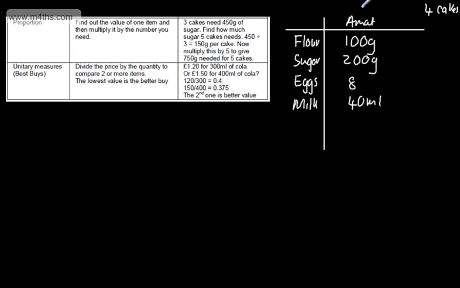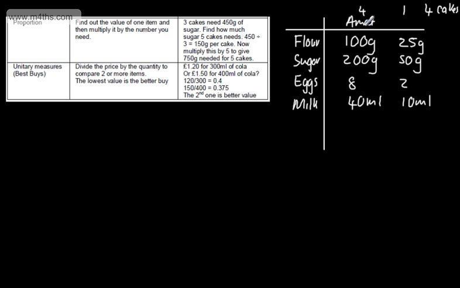What I'm going to do is write an amount for 1 cake. So if this makes 4 cakes, 1 cake will be 25 grams of flour, as we're dividing this number by 4. Sugar, we divide by 4, which would give us 50 grams for 1 cake. Eggs, divided by 4, would be 2 eggs for 1 cake. And then milk would be 10 ml.